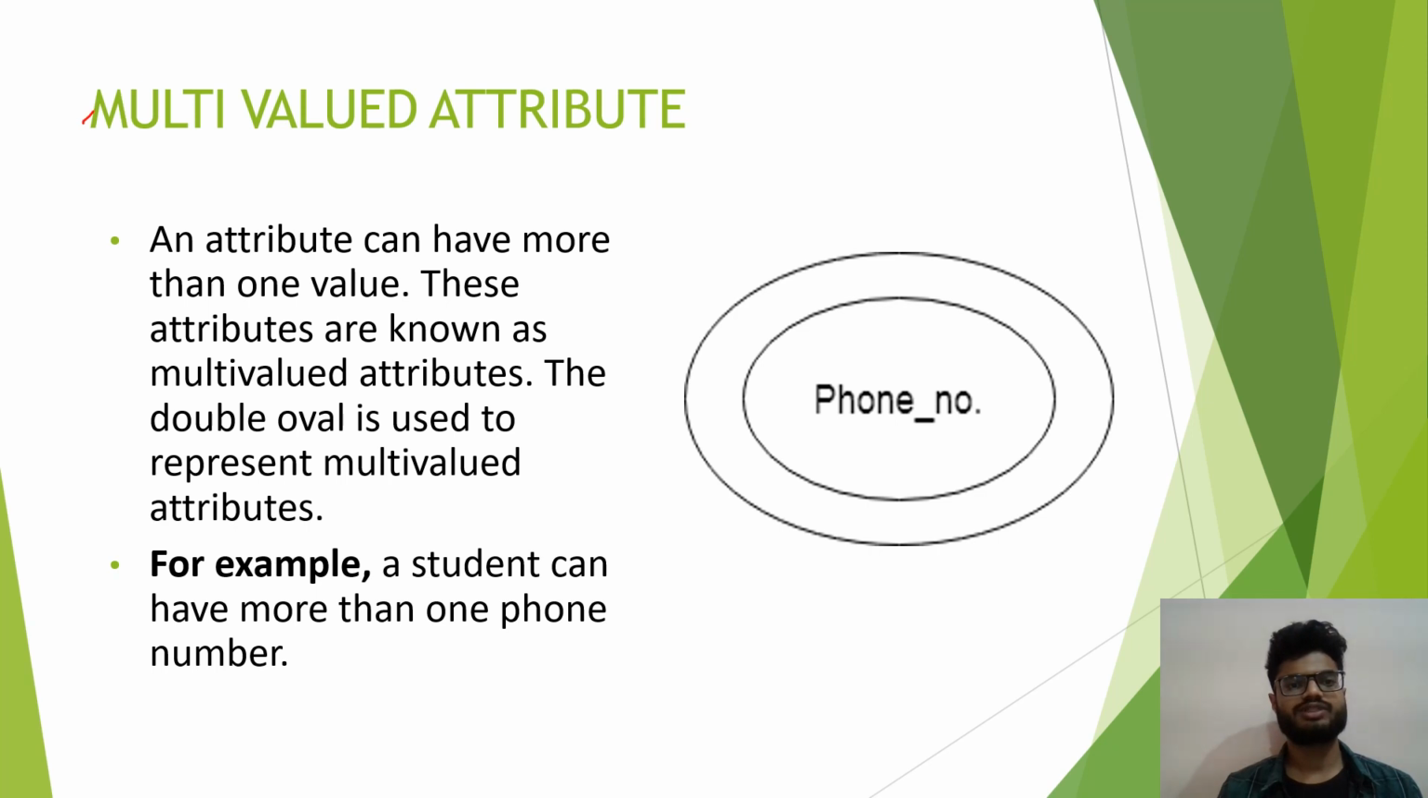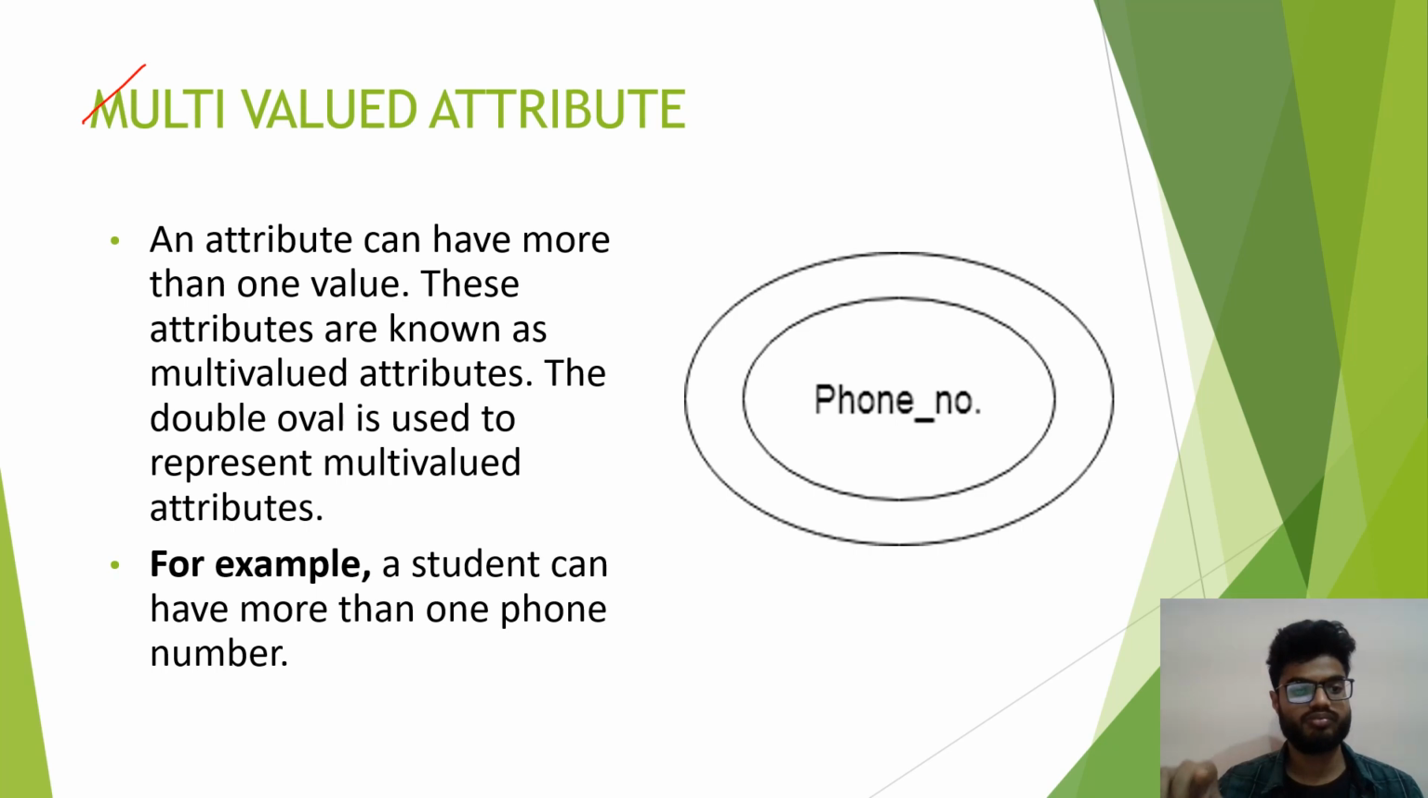The third one here is the multi-valued attribute. An attribute can have more than one value. These are also known as multi-valued attributes. The double oval is used to represent them. Some attributes can be repeated again and again; those are known as multi-valued attributes. A primary key cannot be repeated, but here it is a multi-valued attribute.